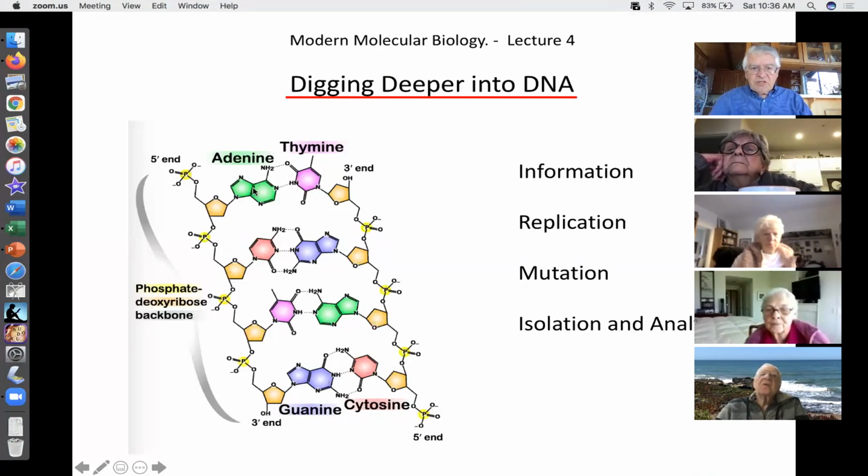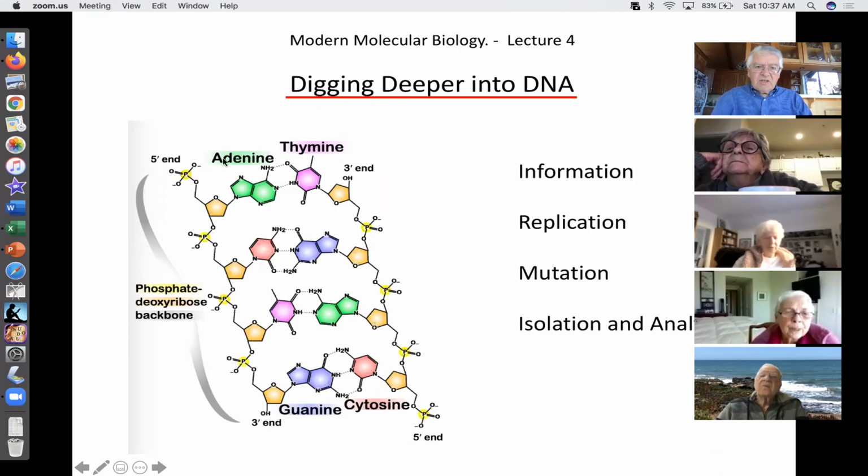And attached to the sugar is what we call a nitrogenous base. So you notice it has nitrogens in it. And nitrogenous bases come in 4 flavors. Some have 2 rings, adenine and guanine, A and G, and some have 1 ring. This is thymine and cytosine here.